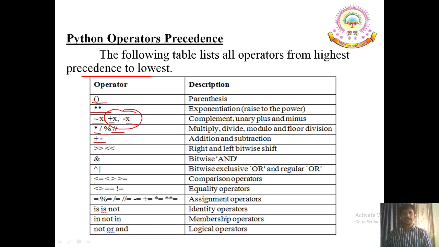Next, as usual in C programming, plus and minus. Then shift operators, the bitwise AND operator, bitwise OR operator and exclusive OR operator, then the relational operators, then assignment operators, then identity operators, next membership operators, finally not, OR, AND, that is the logical operators. Here in Python we have fewer operators and the least precedence goes to logical operators only.